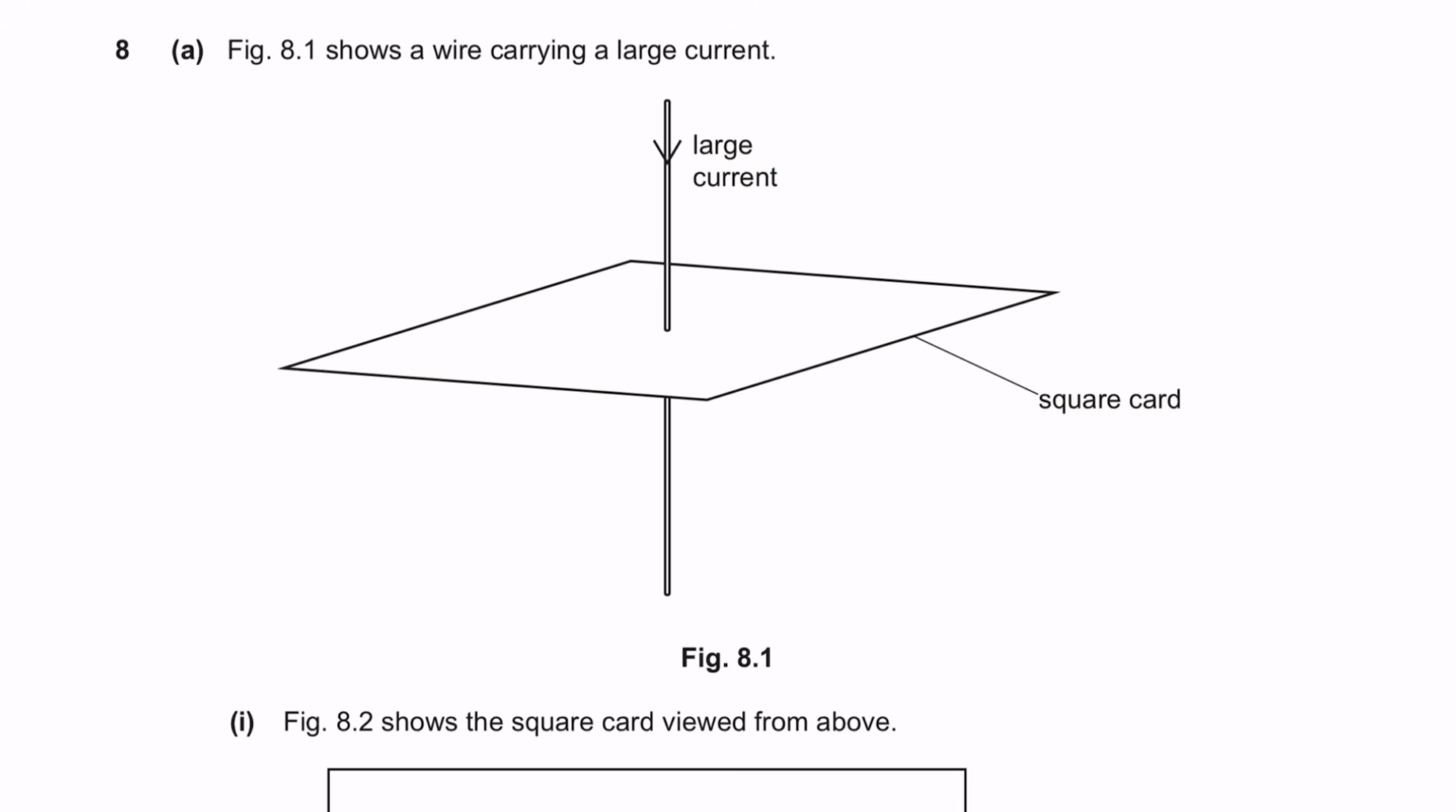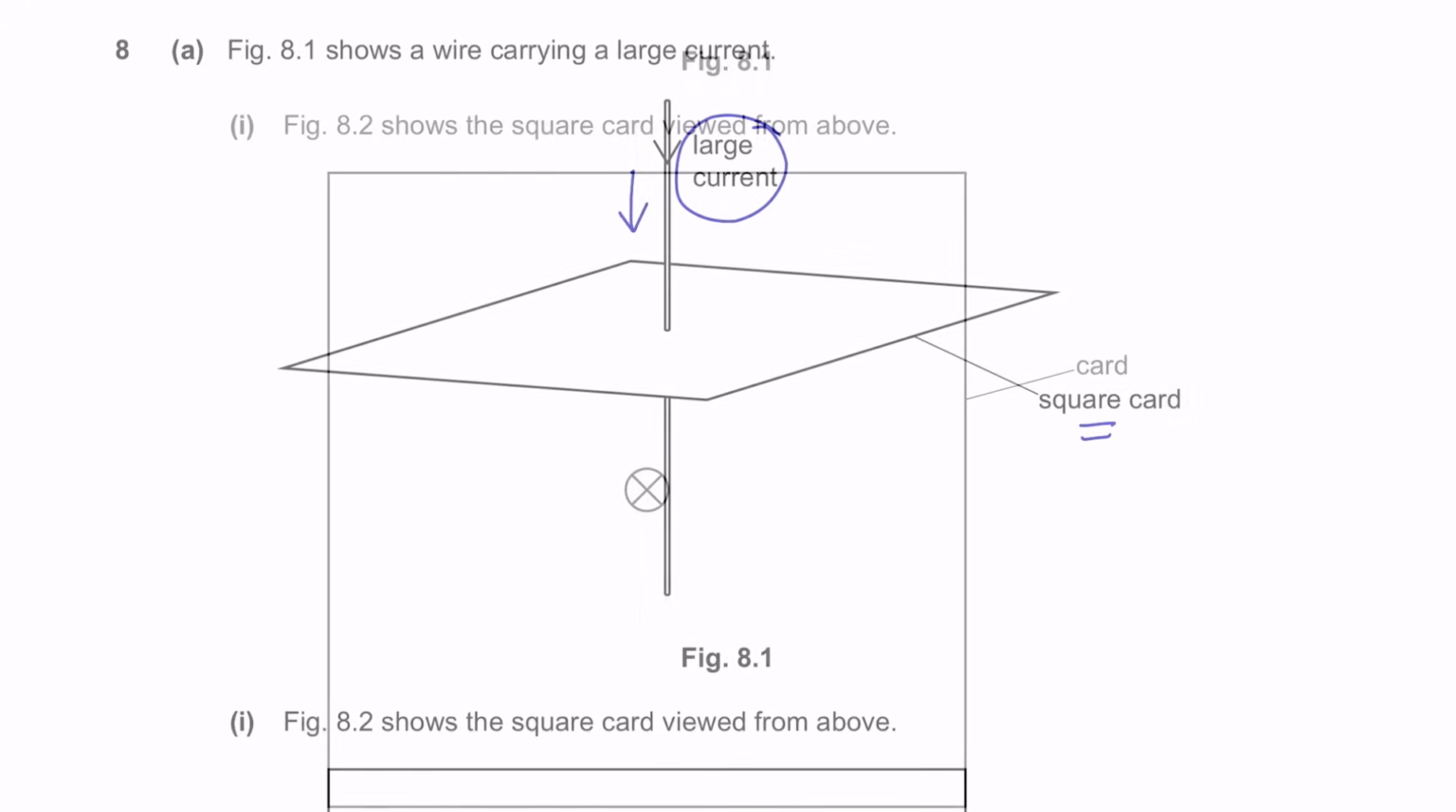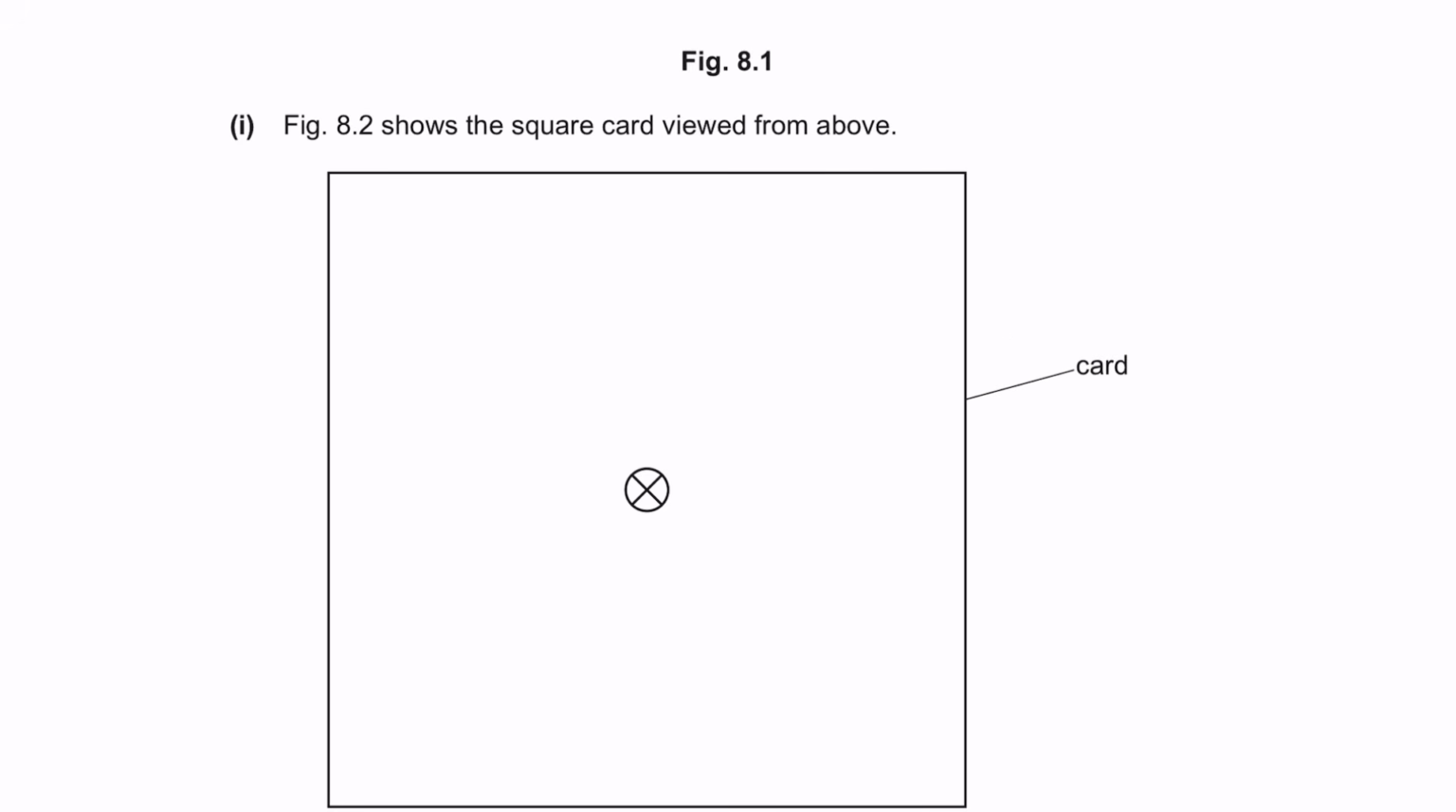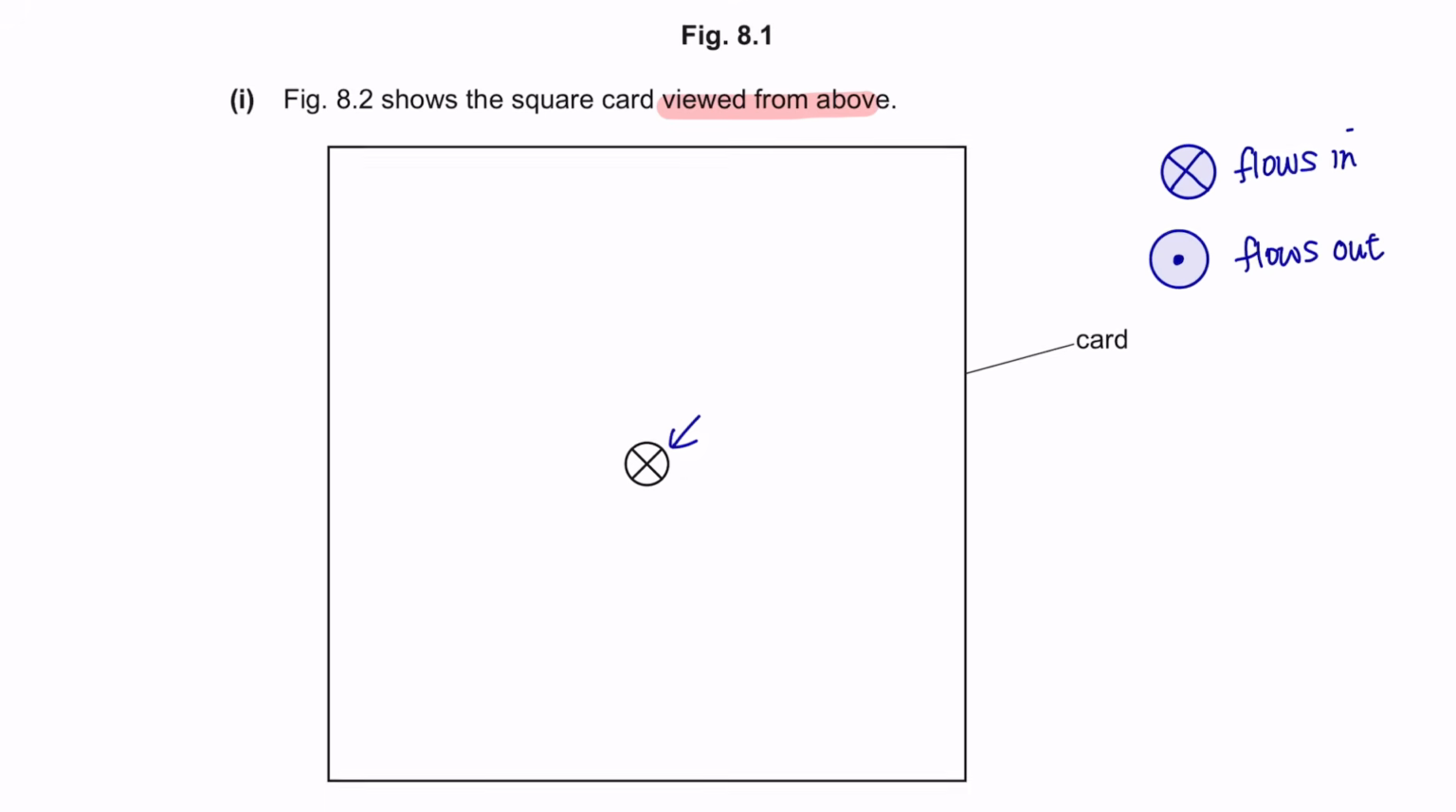Next, question 8 part 1. Figure 8.1 shows a wire carrying a large current. So as you can see here, the flow of current is going into the square card. Part 1. Figure 8.2 shows the square card viewed from above. The cross here is the image of the current entering the card. When the current flows in, this is the symbol. And when the current is flowing out, you would see a dot.